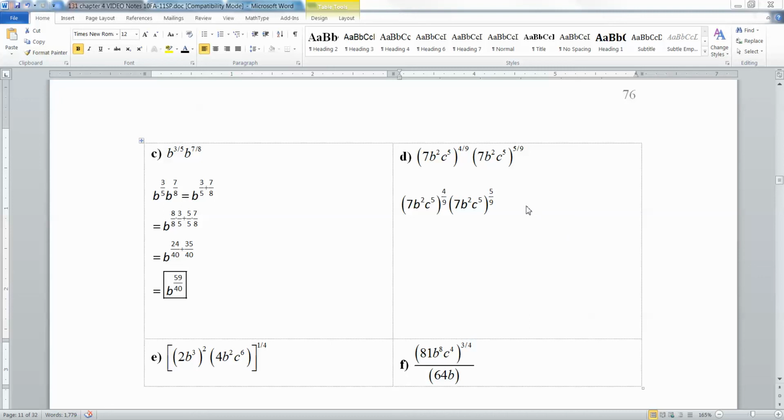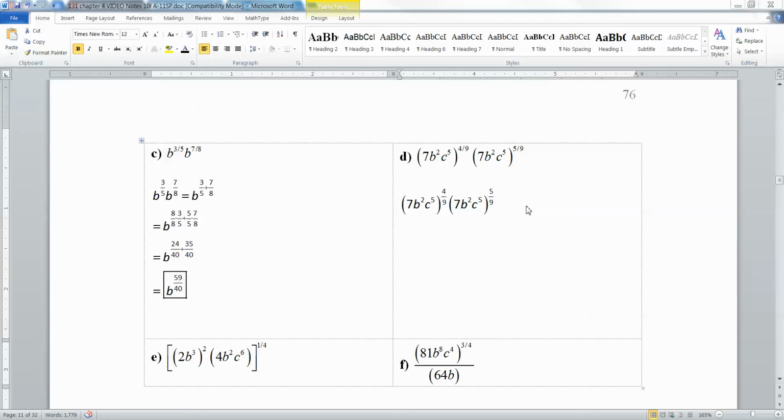Well, I'm sorry to say that letter D is pathetically easy. So just take a moment and look at it. You have 7b squared c to the fifth, all to the 4/9, multiplied by 7b squared c to the fifth, all to the 5/9.